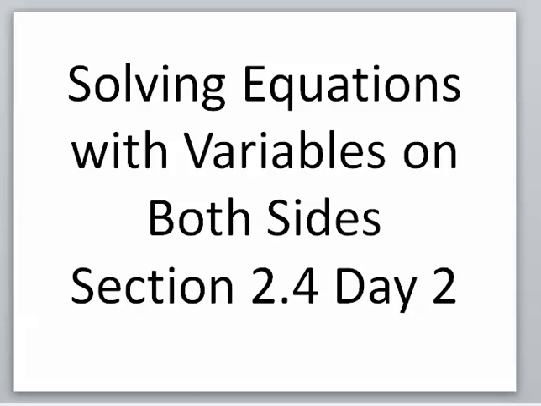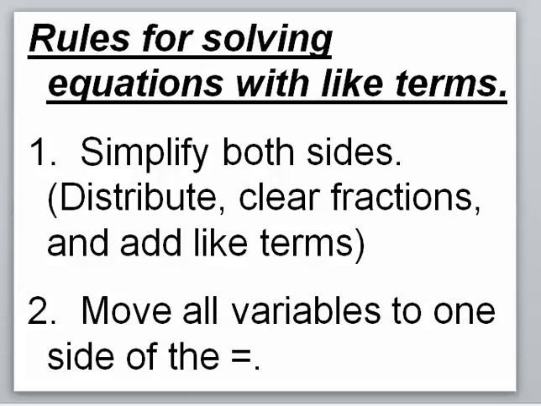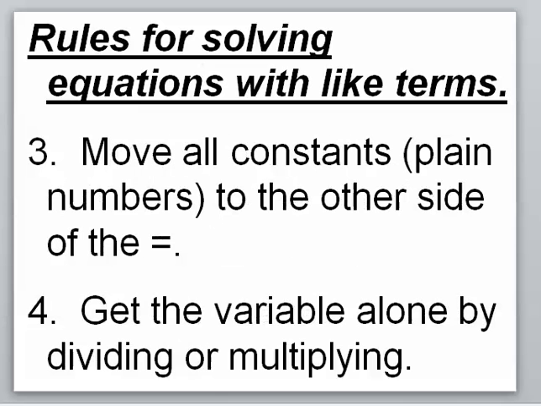Alright, for my next problem here, we're solving more equations with variables on both sides. As a reminder, the steps to do so are to simplify both sides by distributing, clearing fractions, and adding like terms. Then you move all the variables to one side of the equals, and then you move all the constants to the other side of the equals, and you divide to get the variable alone.